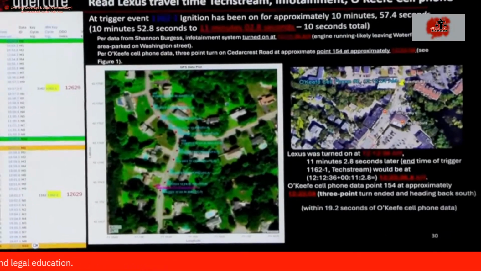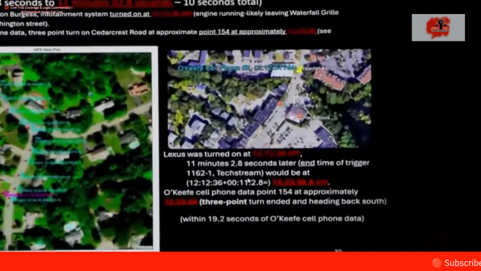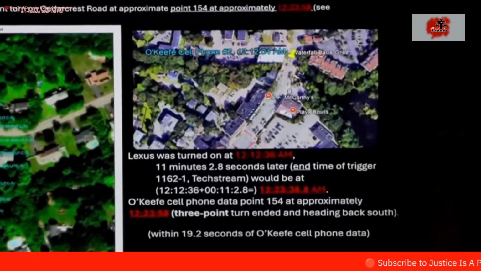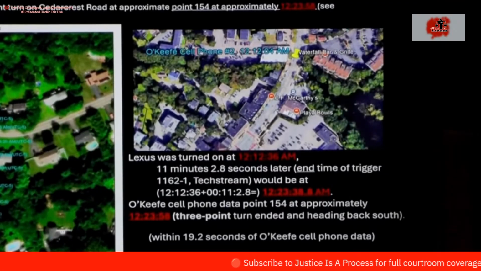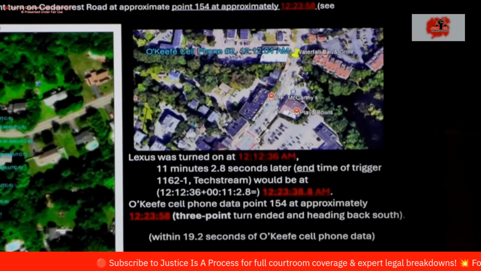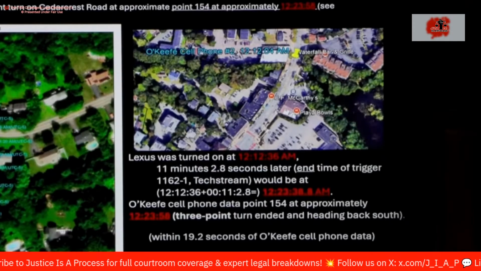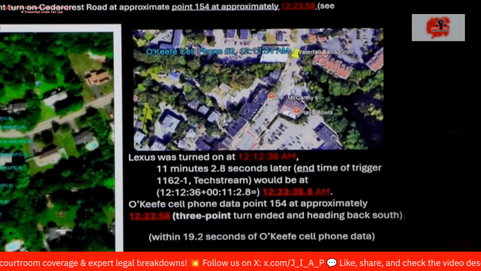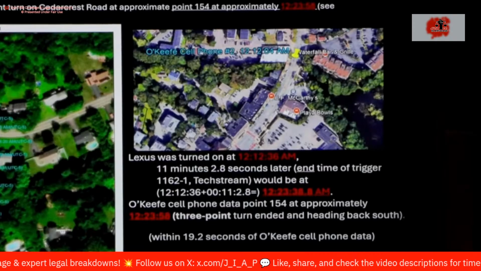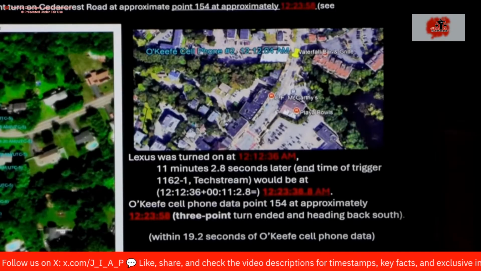So when the car turned on, then we add the time for the trigger. What we have is data in the text stream that shows the speed, the position, the steering of the vehicle on that trigger. And so we're trying to match the timing and the description of what the vehicle was doing with the text stream, the infotainment, and the cell phone data. Is the data that you analyze regarding the speed, the direction, and the timing to determine whether this was consistent with a three-point turn? Yes. Okay. Continue, please.